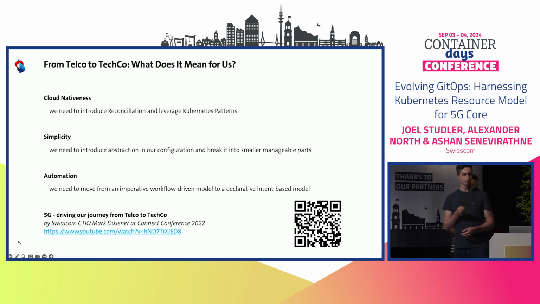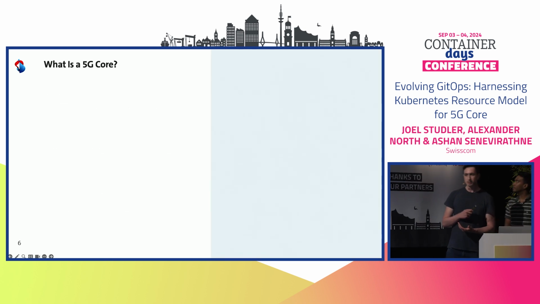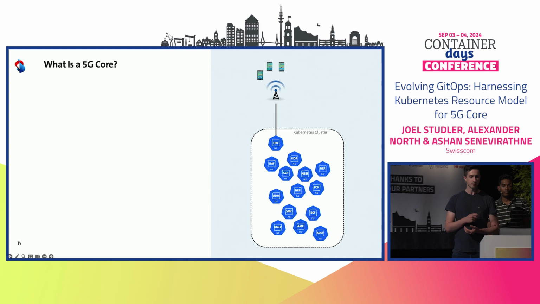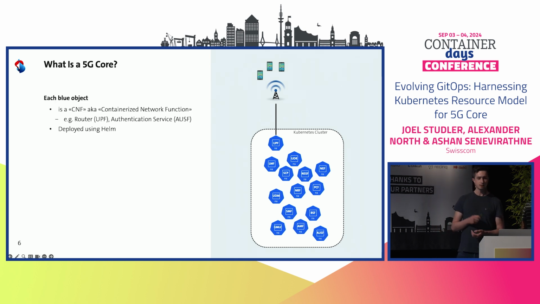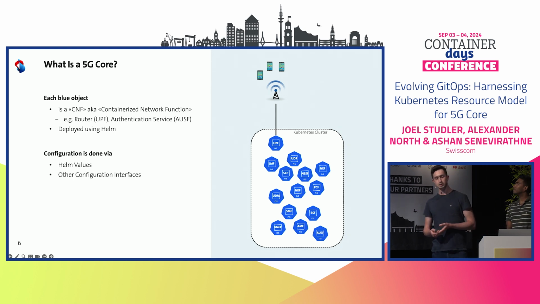Yeah. Thanks, Ashan. So, what is a 5G core? Well, it's a network architecture that provides essential functionality for mobile communication. Here is what a cluster would look like. Each of these objects is a CNF, or a containerized network function. One of them could be, for example, a router or an authentication service. And these are deployed using Helm. Configuration is done both via Helm and other configuration interfaces, for example, netconf.